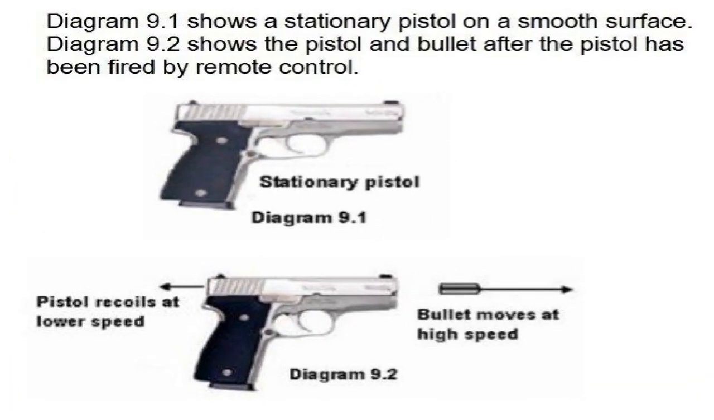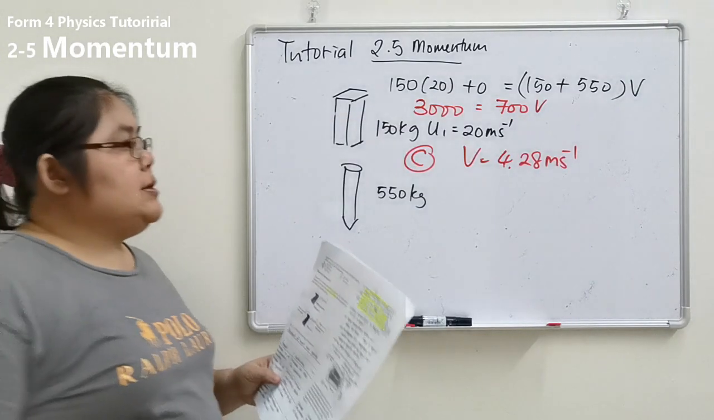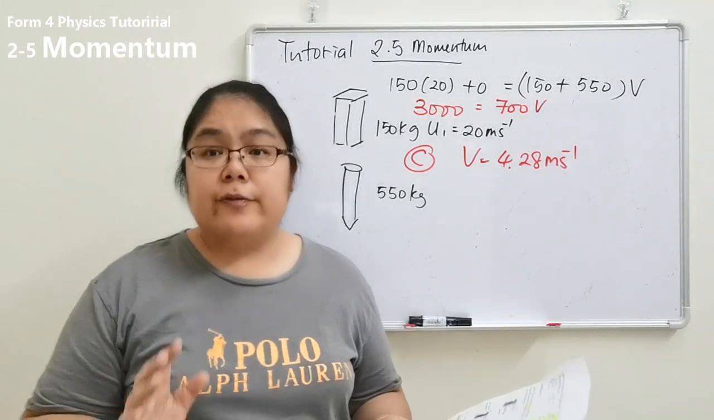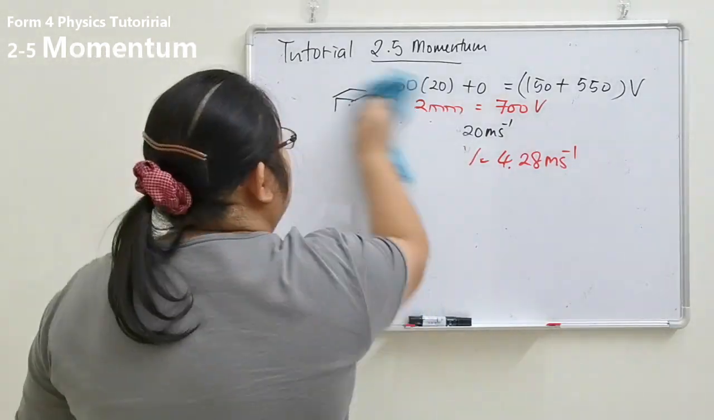From the diagram, we can see the difference. The pistol recoils backward with a lower speed, while the bullet moves in front at a higher speed. But we still use momentum. So which concept of momentum are we using? We are using the explosion concept. Remember what we learned for the explosion. Now we're going to see how to do the calculation for the explosion question.